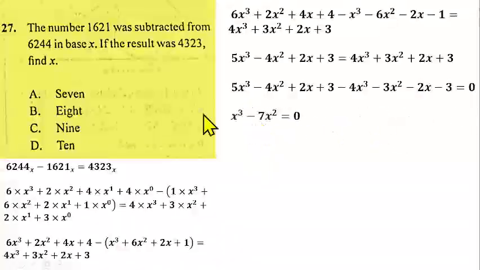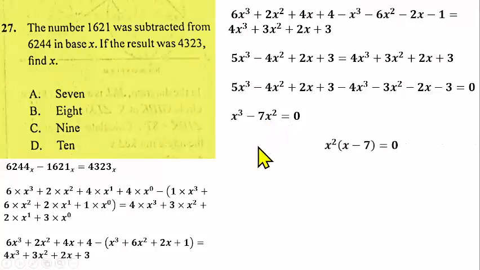Then take the like terms. 4s cubed minus 4s cubed gives us s cubed, minus 4s squared minus 3s squared gives us minus 7s squared, 2x minus 2s gives us 0, 3s minus 3 gives us 0, equals 0. From there you can factorize s squared here. s squared into s minus 7 equals 0, and we know that according to the quadratic equation, we know what this means.